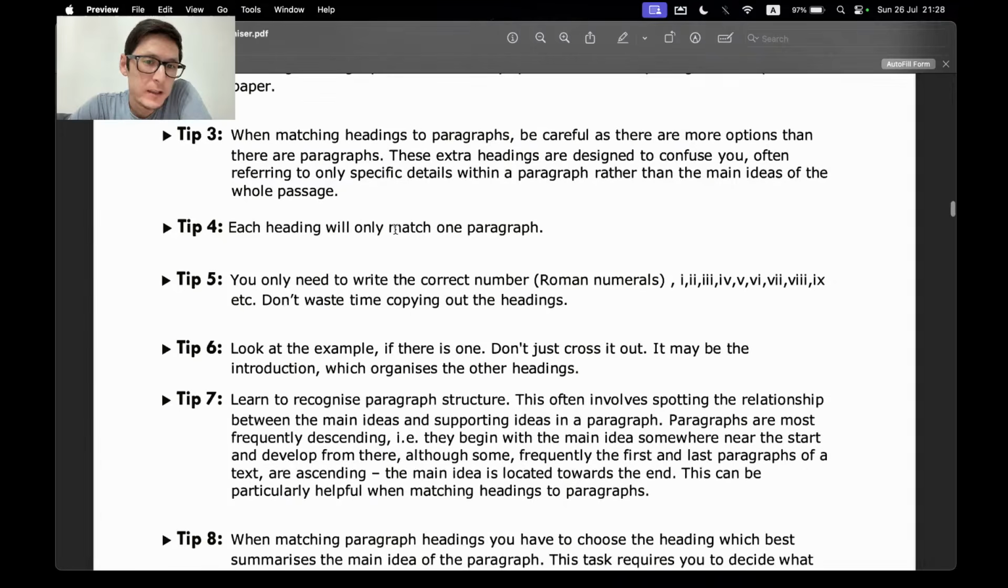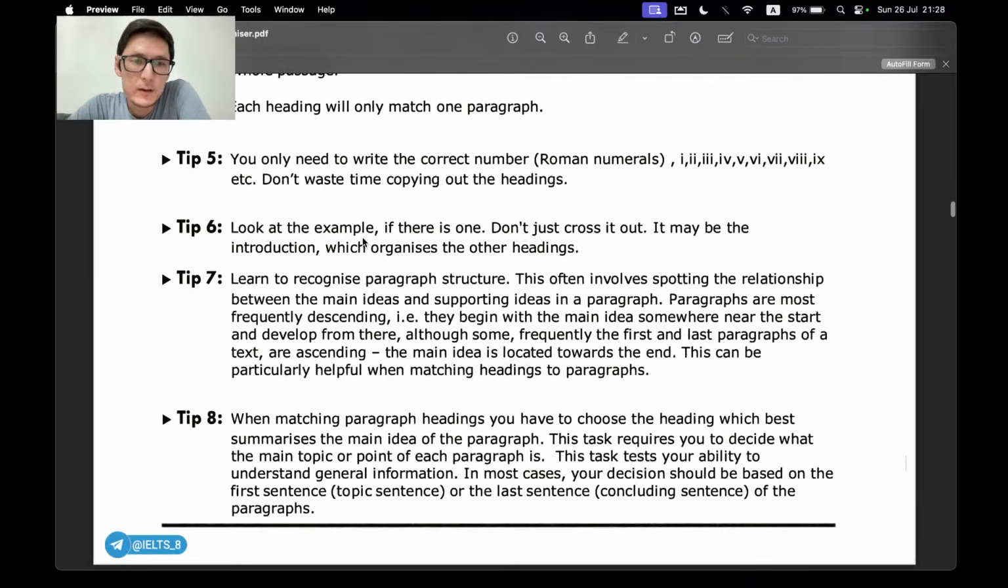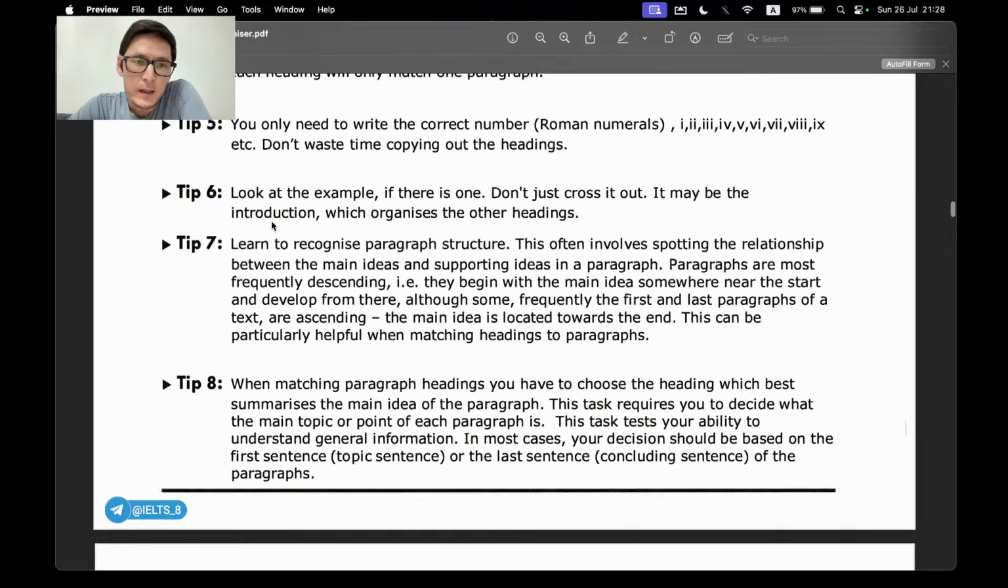Each heading will only match one paragraph. You only need to write the correct numbers. Look at the sample. If there is one, don't just cross it out. It may be the introduction, which organizes the other headings. Okay. Learn to recognize paragraph structure.